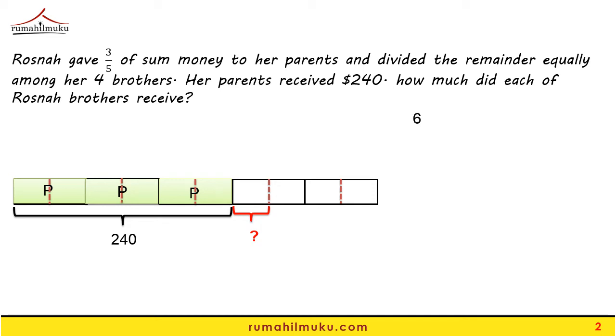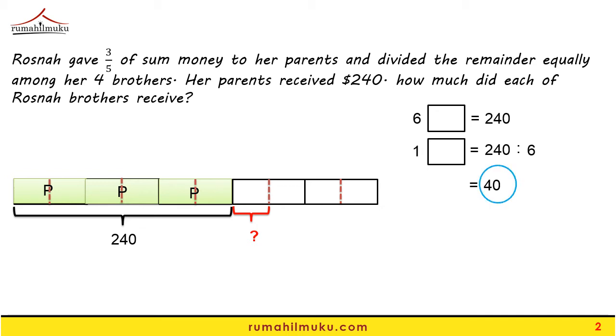To do that, first we're going to divide the amount of money that Rosna gave to her parents by the 6 boxes that her parents have. So 240 divided by 6 becomes $40, which means 1 box is equal to $40. And there you have the answer. So one of Rosna's brothers was given $40.